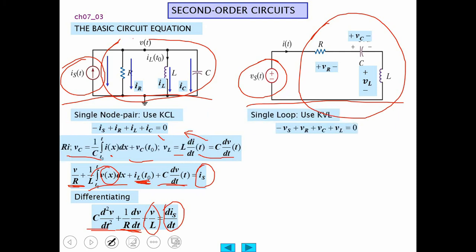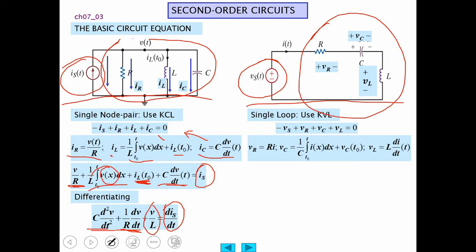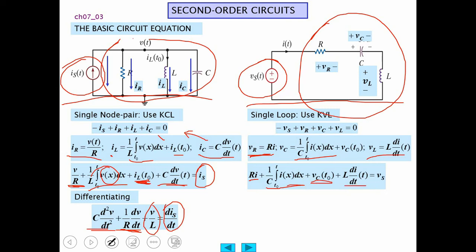Next, KVL, similar. The sums of the voltages have to be equal to 0. We write down the three voltages across the three elements and plug them into that equation. We get an integral equation. Resistance times current will equal the voltage. The integral of current divided by capacitance equals the voltage plus whatever voltage started on the capacitor. And then the inductance times di dt, the voltage across the inductor, equals whatever we're forcing.